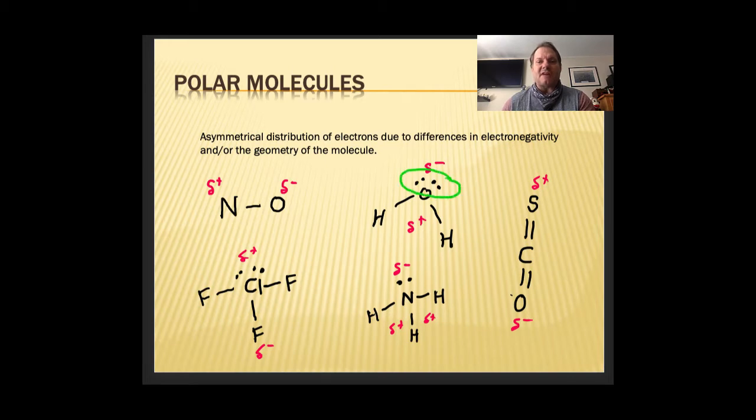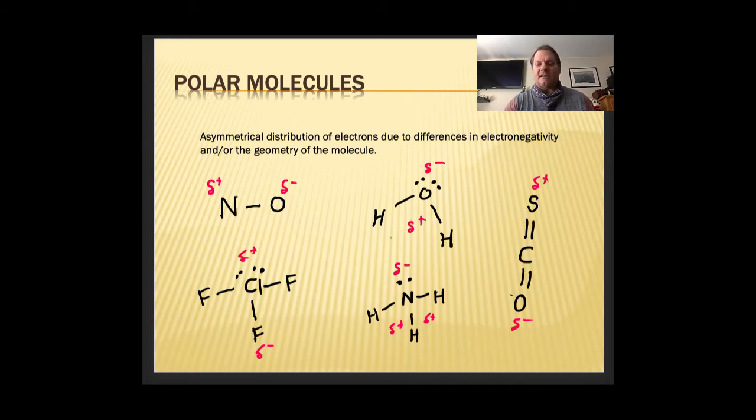Unshared pairs of electrons usually cause distortion in the geometry of the molecule. Unless, of course, it ends up being symmetrical, like a linear molecule with unshared pairs being an sp3d. Something like that might be symmetrical. But those unshared pairs are going to cause a distortion most of the time, leaving that molecule lopsided, polar.